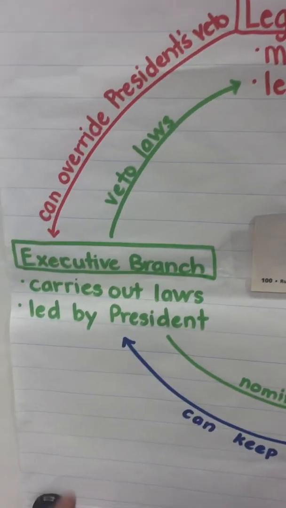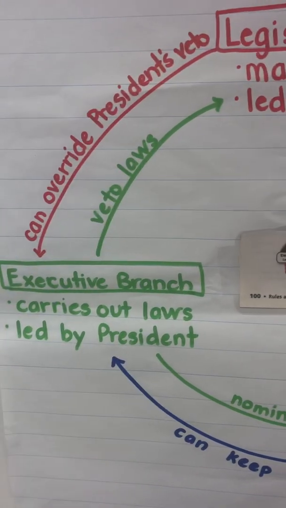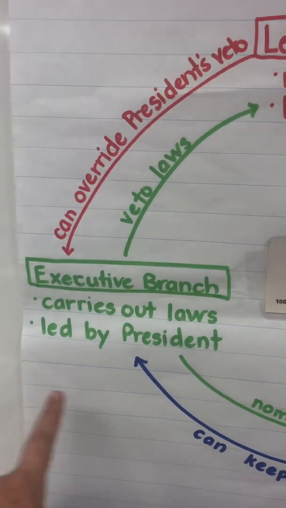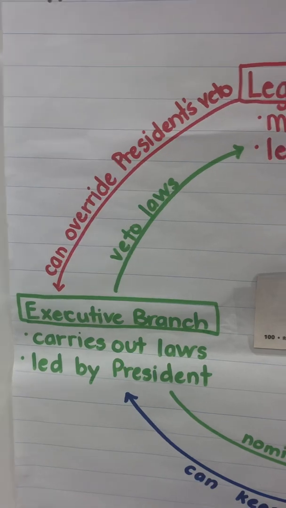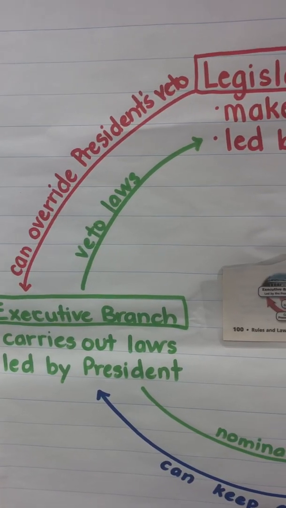But the president can look at the law and go, you know what? I don't really care for that. I don't like that law. I don't think that's great. And I don't want to carry it out. So I'm going to veto that law. That means get rid of it. Psh, can't happen. All right.